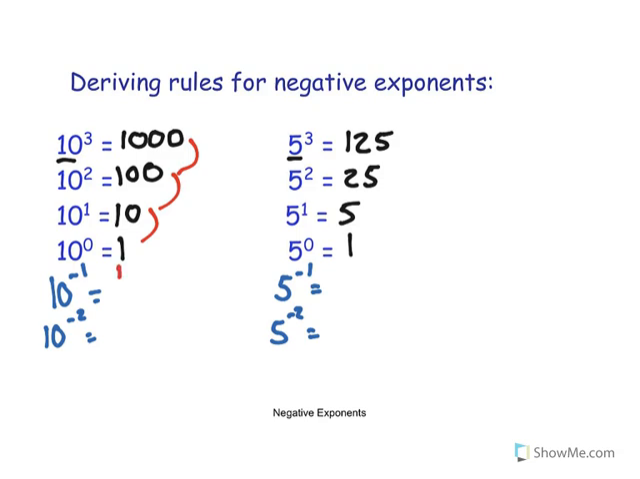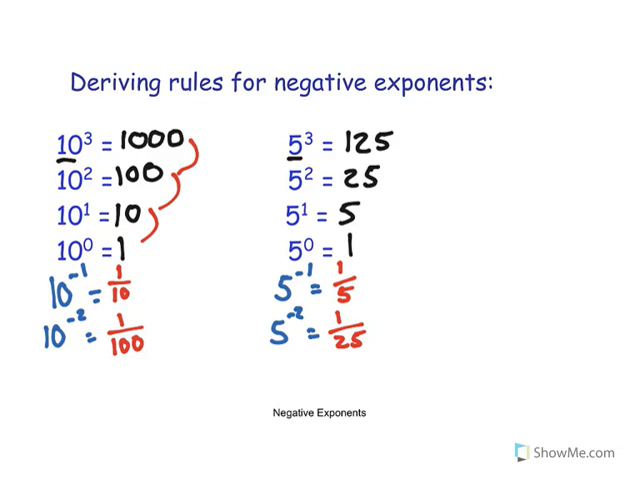So 1 divided by 10 is 1/10. And 1/10 divided by 10 is 1/100th. And then 1/1,000th, and so on. Okay, what happens if we do that with a different base like 5? Well, if I divide 1 by the base of 5, I get a 5th. And if I divide that by 5, I get a 25th. And again, this is what these ancient mathematicians did when they had to derive their rule for negative exponents.